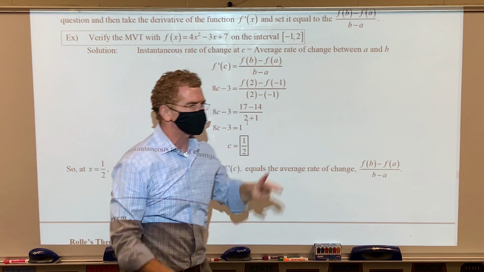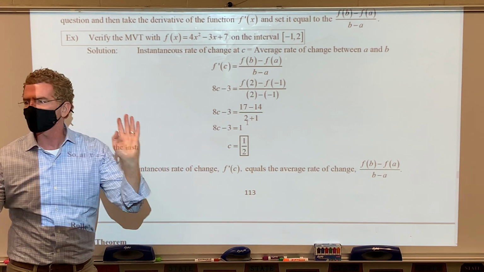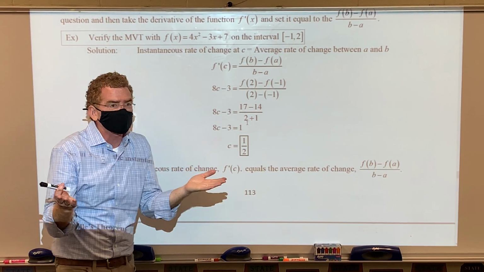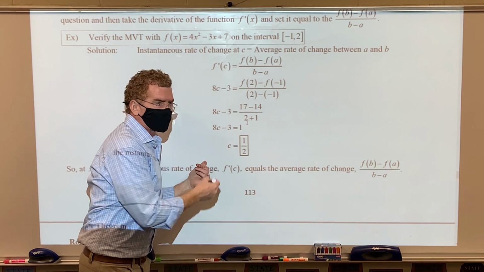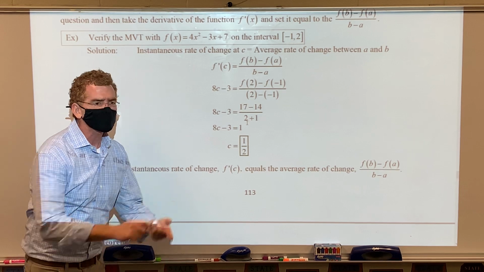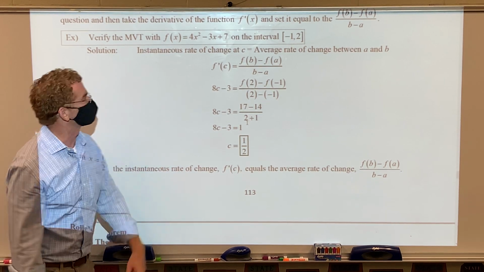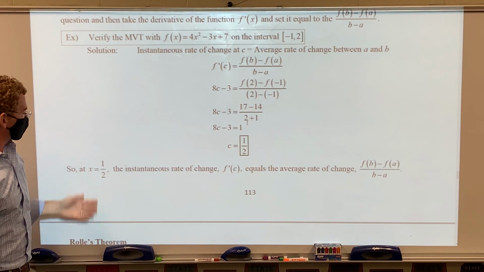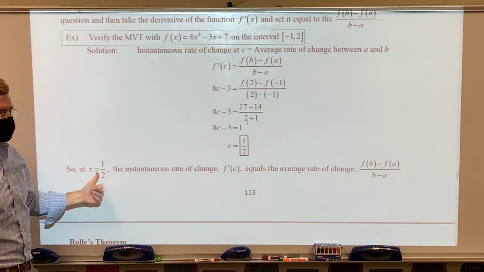That's where it does that jump. Polynomials don't act that way. Polynomials are always continuous and differentiable. So those two check marks work. The only other thing I need to check is, can I find that x value where the slopes match? Just did. So I have checked all the boxes of the mean value theorem. So yes, can I verify this? Absolutely.